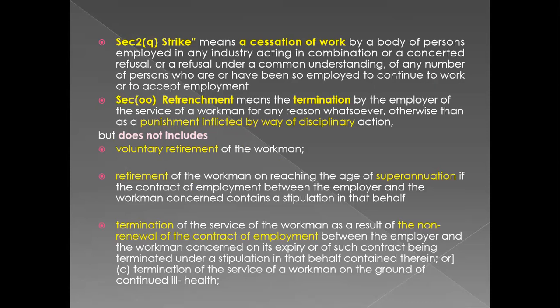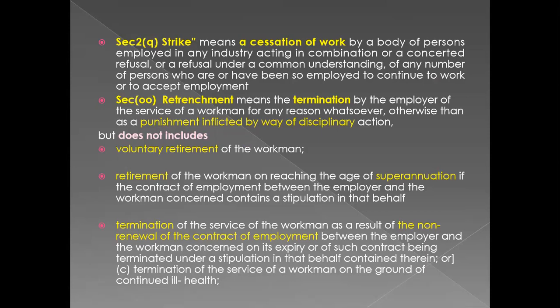And according to Section 2(oo), retrenchment. Retrenchment is nothing but termination by the employer of the service of a workman. It can be because of reasons like punishment inflicted by way of disciplinary action. And retrenchment doesn't include voluntary retirement or retirement, or termination of a person as a result of non-renewal of the contract. These are the three conditions. These conditions don't come under retrenchment.